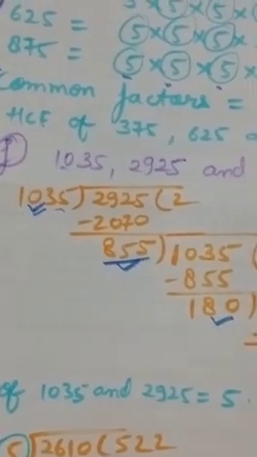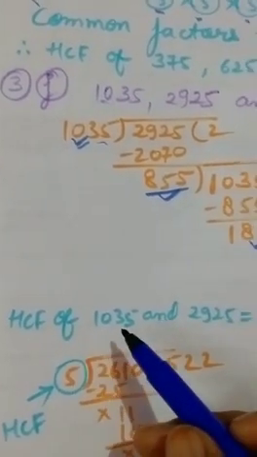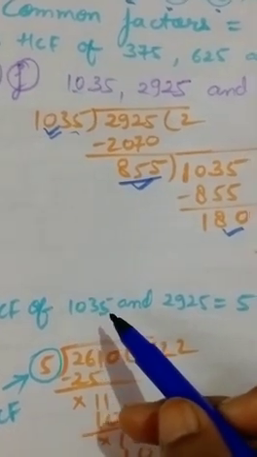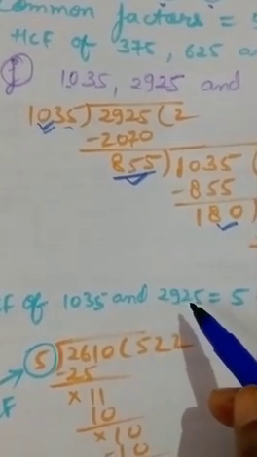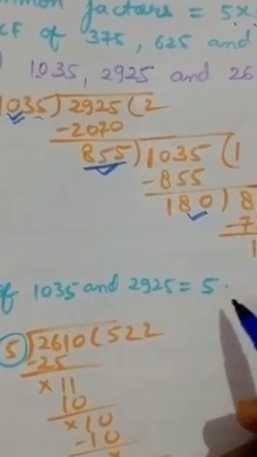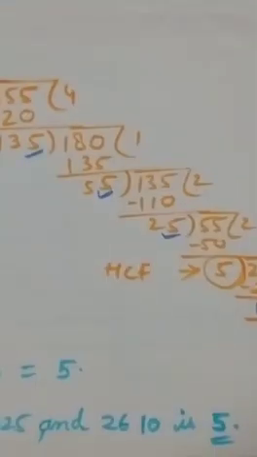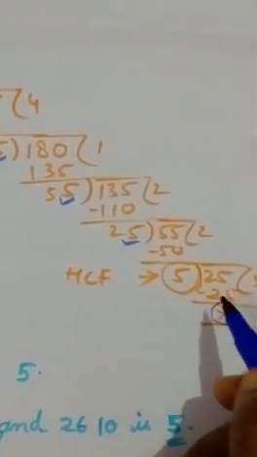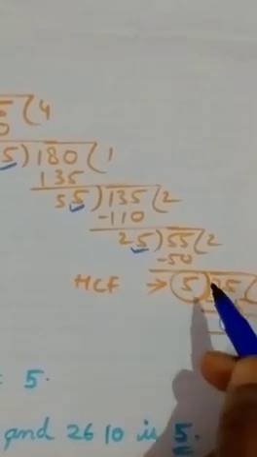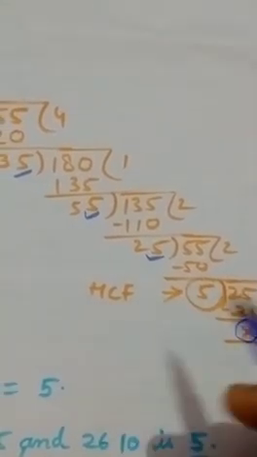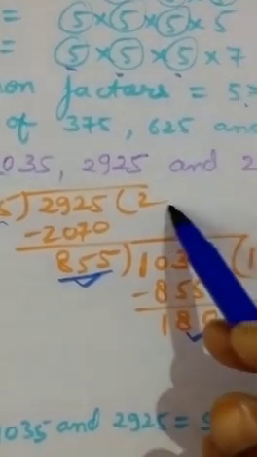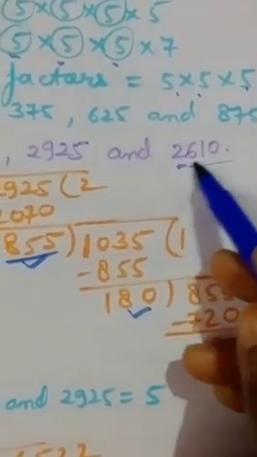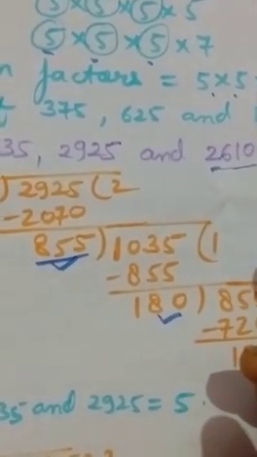Okay. So the HCF of 1035 and 2925 is 5. Why 5? Because at this stage the remainder becomes 0. So this divisor is the HCF. But in your question there are 3 numbers. So how do you divide the third number?